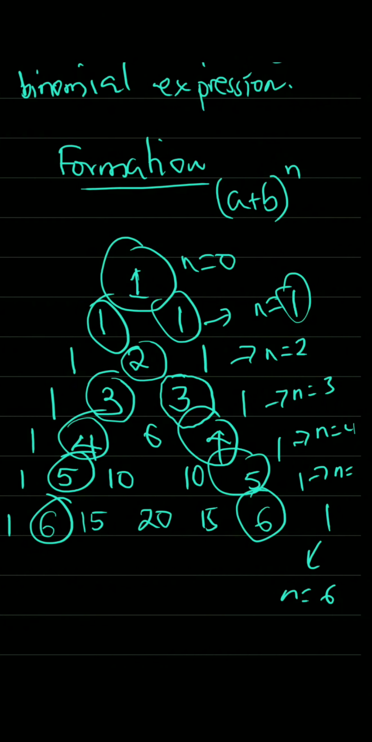You can even go a step further by increasing it depending on what n is. You can even go up to 100. So this is how we form a Pascal's triangle. In our next discussion, we're going to see how to use it when expanding binomials. But for now, this is how you form the Pascal's triangle.